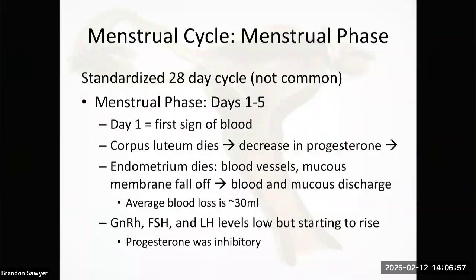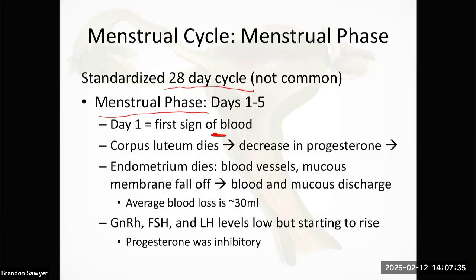So with the menstrual cycle, it's typically not a 28-day cycle, but the standardized way to look at it, to understand it, and to talk about it is using this 28-day standardized cycle. Okay, days 1 through 5 are the menstrual phase, and it starts with the first sign of blood. This is the easiest one to tell where you're at because there's an actual physical sign of this, right? The reason that the bleeding starts is because the corpus luteum that was there before died off, so it didn't release progesterone anymore.